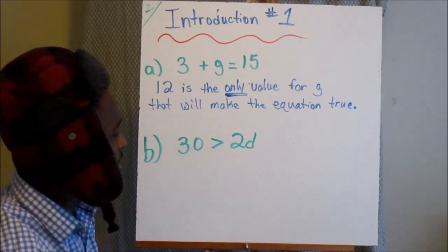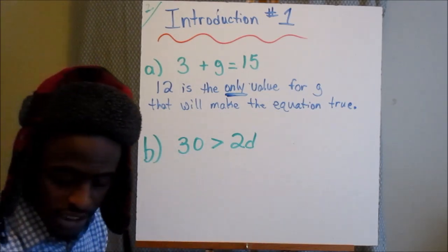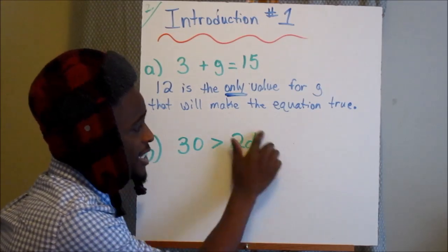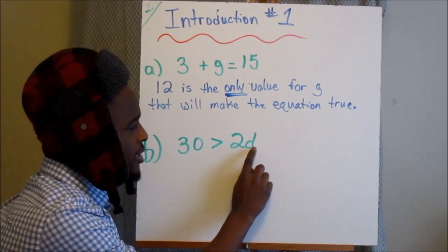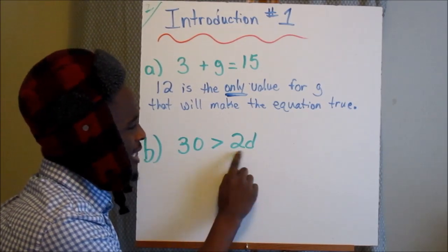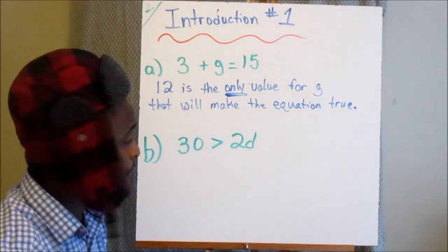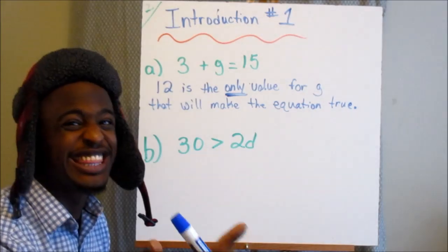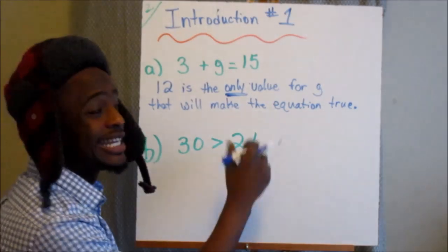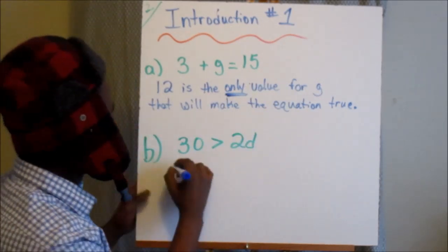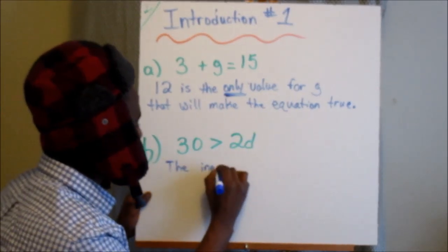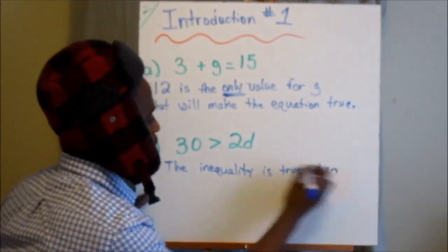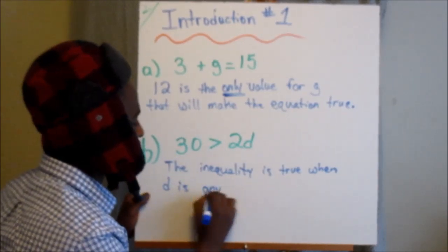Now let's look at the inequality. 30 is greater than 2d. We want to make this inequality true. First of all, I need to recognize that this means multiplication. So 2 times what will make this expression less than 30? Well, I know 2 times 15 will equal 30, but I don't want to equal 30. I want to be less than 30, which means I need d to be anything less than 15. So I'll say that the inequality is true when d is any value less than 15.